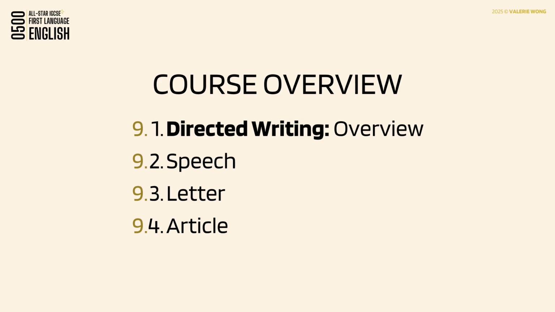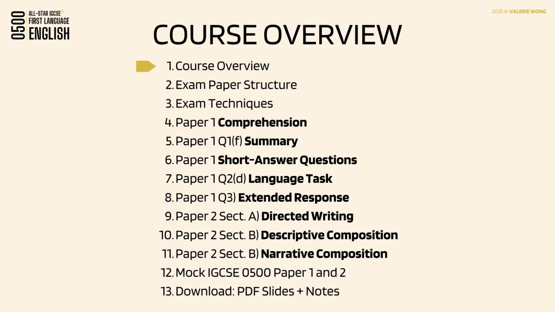Next up, we move on to paper 2, and that's directed writing as section A, directed writing with an overview, and then we have the three main writing types that you need to know: speech, letter, and article. And then finally, we move on to composition, where it gets more interesting for section B, paper 2, descriptive and narrative composition, and then we'll test your skills. We'll have a little mock for you. Don't worry, it's a mock, and I'm sure you'll do fine after we finish the course.